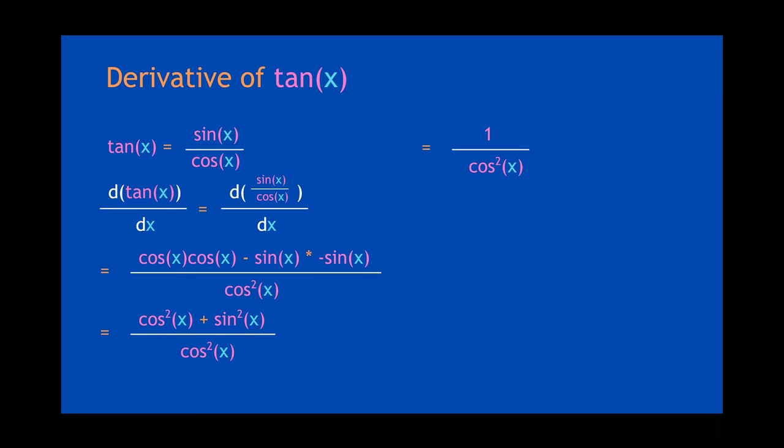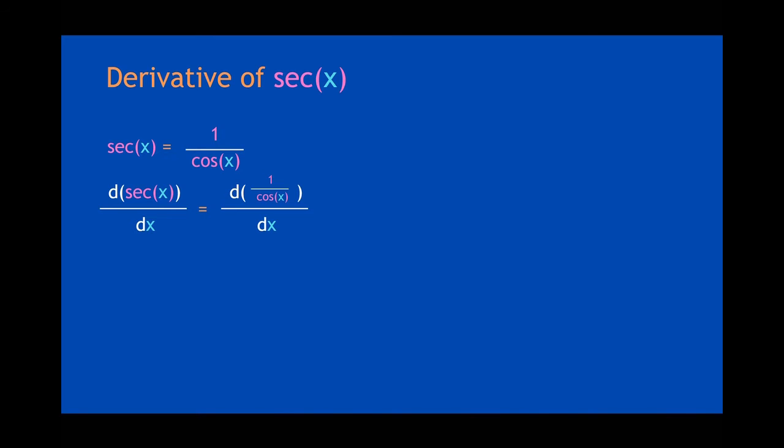And from here, we can rewrite this and say that the derivative of the tangent of x is equal to the secant squared of x. Now let's talk about our reciprocal trig functions, and to begin we'll talk about the derivative of the secant of x. So to start our proof, let's identify that the secant of x is equal to 1 over the cosine of x. From here, let's take the derivative of both sides, so the derivative of the secant of x is equal to whatever the derivative of 1 over the cosine of x happens to be.